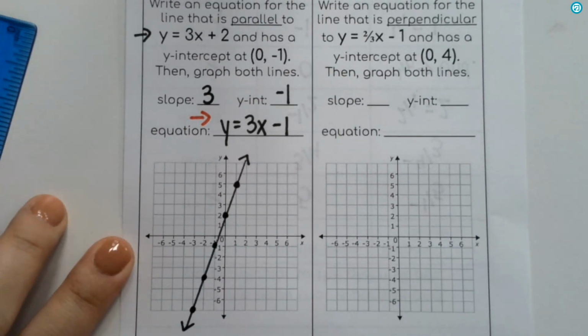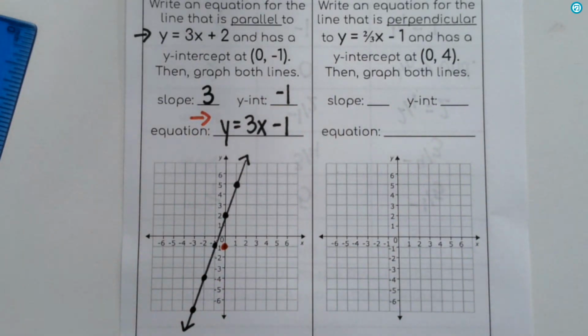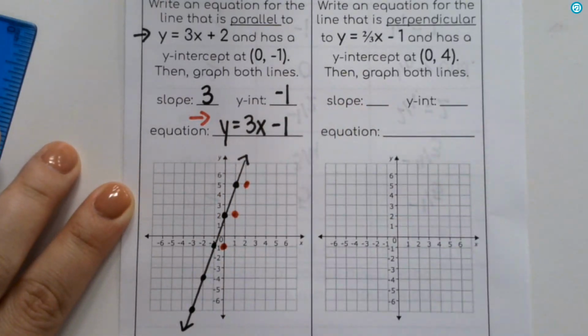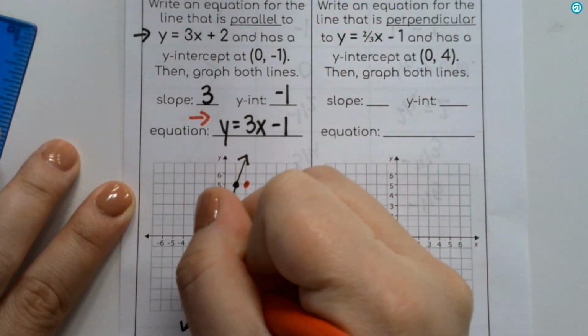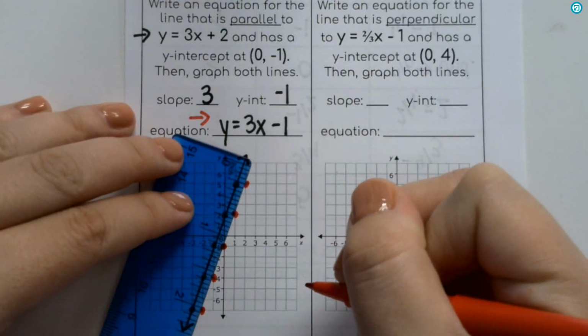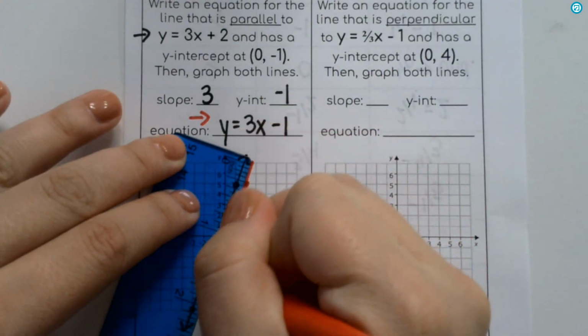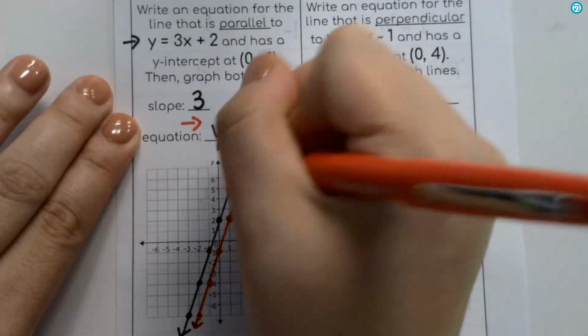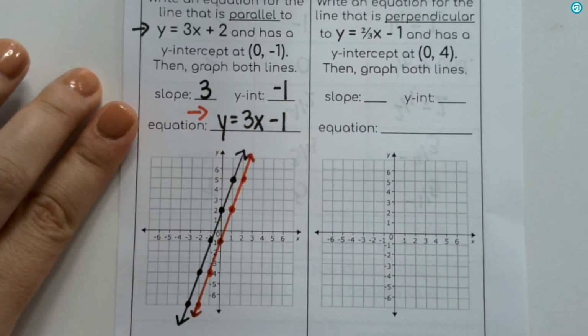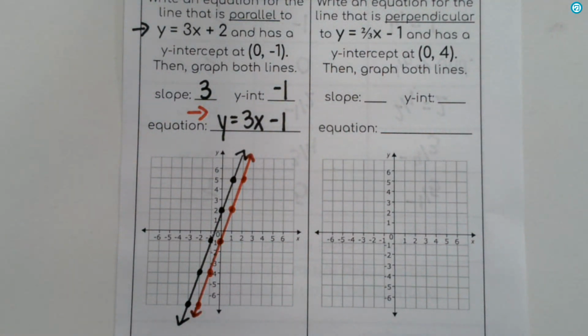There we go. So we'll start at -1. I'm doing this one in red. And we'll graph a slope of 3 as well. So I'll go up 3, right 1. Up 3, right 1. And we can also go down 3, left 1. Down 3, left 1. Connect all of those. Okay. If 2 lines are parallel, they should never cross. So if you've successfully written your equations and graphed them, those 2 lines should never cross.